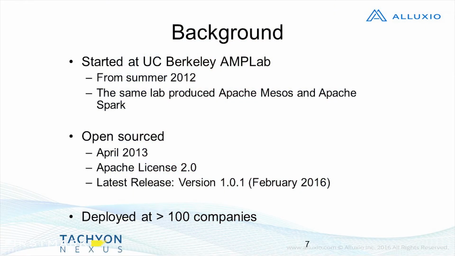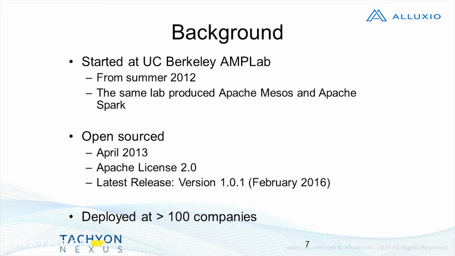A little bit of background on the project. We started this project back in the UC Berkeley AMP Lab in the summer of 2012. The same lab produced Apache Mesos as well as Apache Spark. We open sourced it the second year, in April, which was around 3 years ago, under the Apache 2.0 license. The latest release is version 1.0.1, which was actually March this year. And it's deployed at more than 100 companies nowadays.